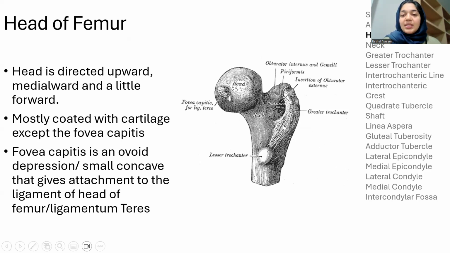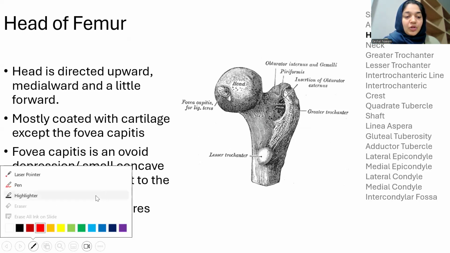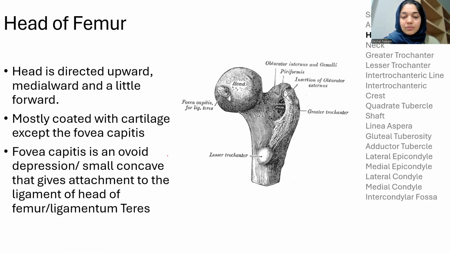And then here you can see the image I'm showing you is the trochanteric fossa. Now the trochanteric fossa is important. Why? Because the obturator externus inserts into this trochanteric fossa. Okay. Moving on.